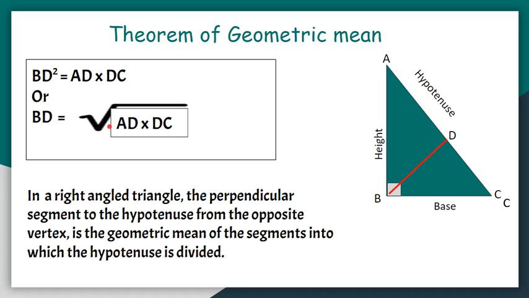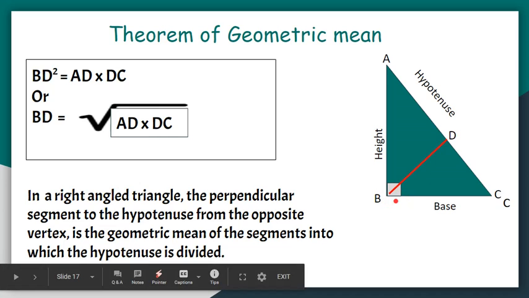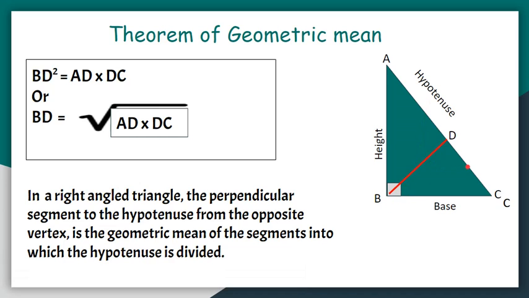Hence, you can pause and write the theorem that in a right angle triangle, the perpendicular segment to the hypotenuse, this is the perpendicular segment BD, this perpendicular segment to the hypotenuse from the opposite vertex, this is the opposite vertex, is the geometric mean. This is the geometric mean of these two sides.